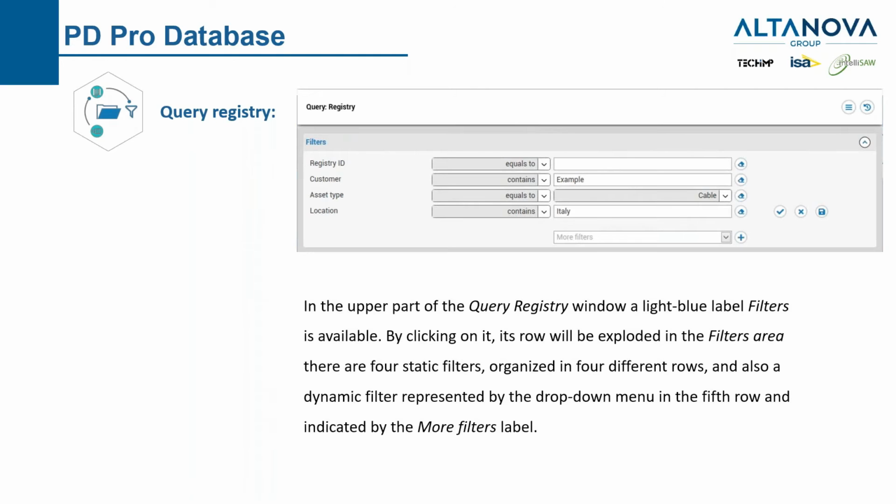Here we have the filter function. You see we have a series of fields that we can use, like the registry ID, the customer, the asset type, the location, or we can also select more filters if such information has been introduced during the registry creation. The first four are mandatory, so they're always present.